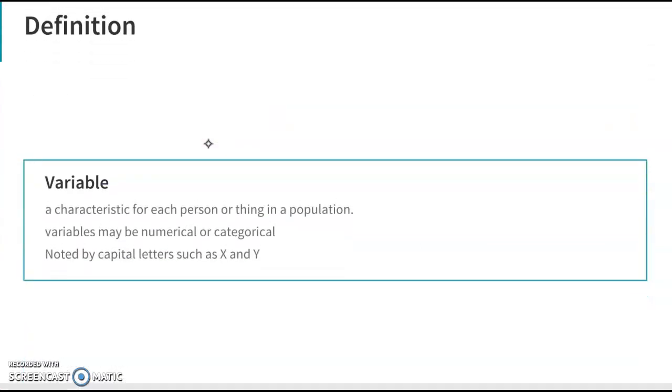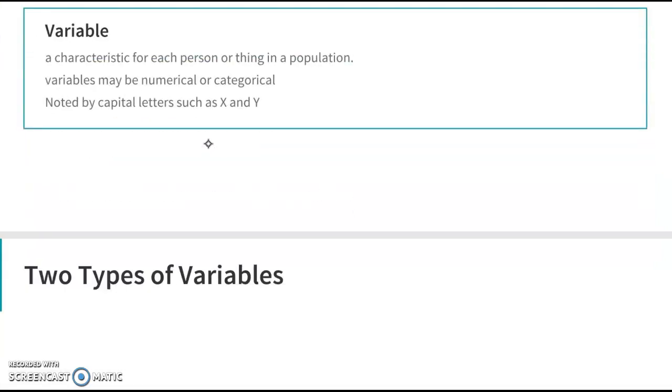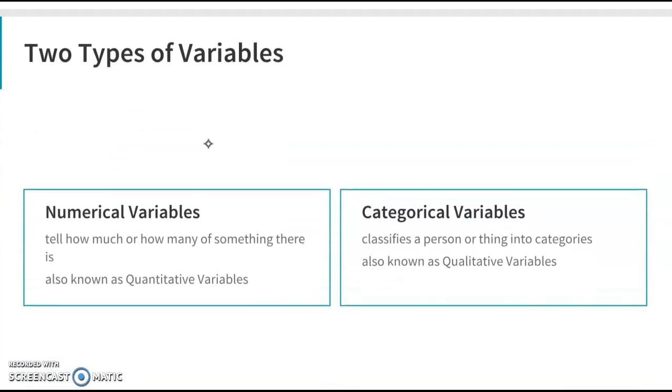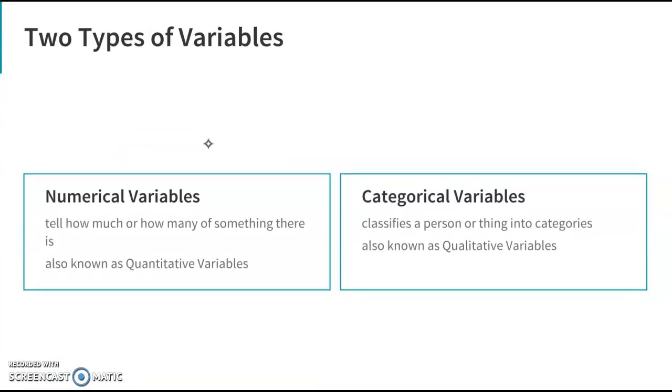Okay, now a variable is a characteristic for each person or thing in a population. It can be numerical or categorical, and we label it as X and Y, basically just a capital letter. Now, a numerical variable is going to tell you how much or how many of something there is. It's also called a quantitative variable, which you'll see a lot. And then a categorical variable is just a person or thing in a category, and it's also called a qualitative variable.